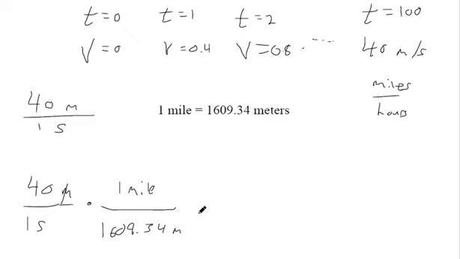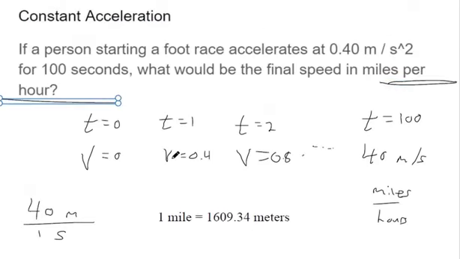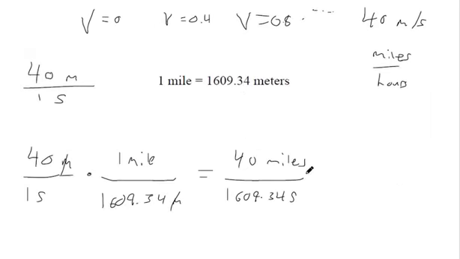That way, the meters cancel, and we have 40 miles over 1 times 1,609 seconds, because we still have seconds for our units in the bottom. Okay, but we want miles per hour for our final units, right? So we need to get seconds out of there.